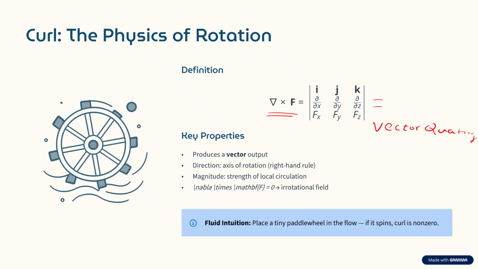An example is given below. The example says to place a tiny paddle wheel in the flow. If it spins, curl is non-zero. So if it rotates, curl is non-zero. If curl is 0, then there is no rotation.